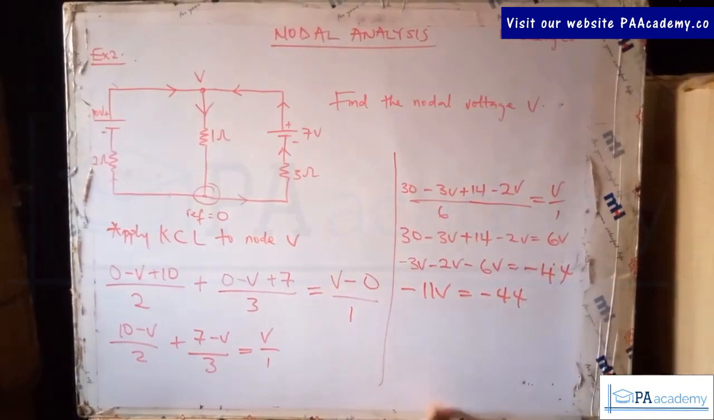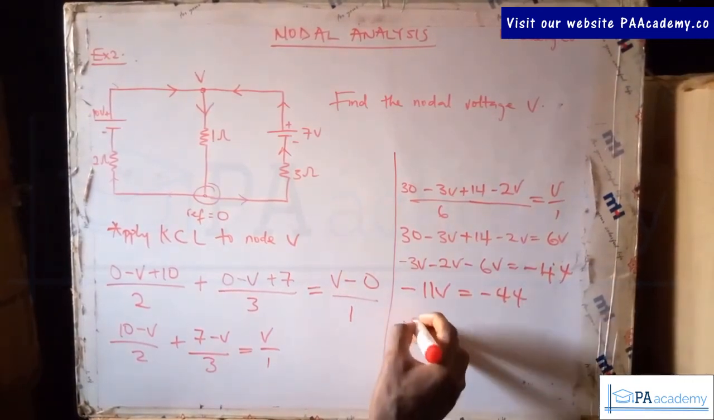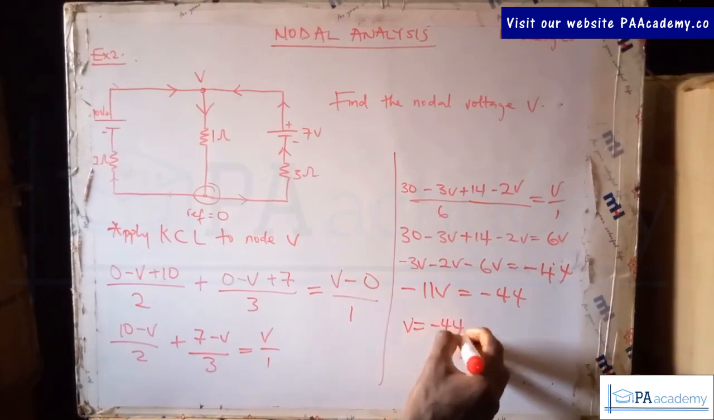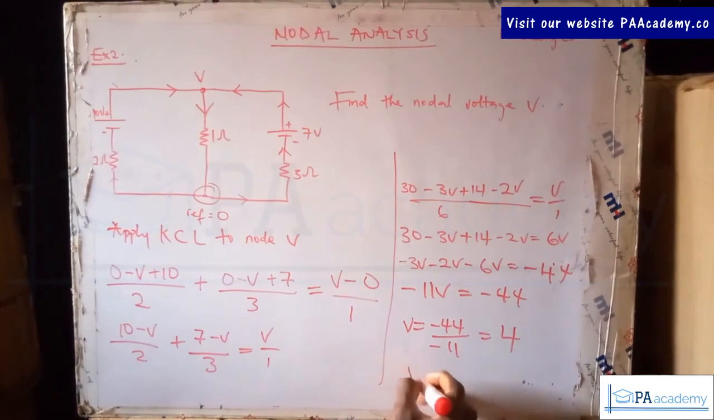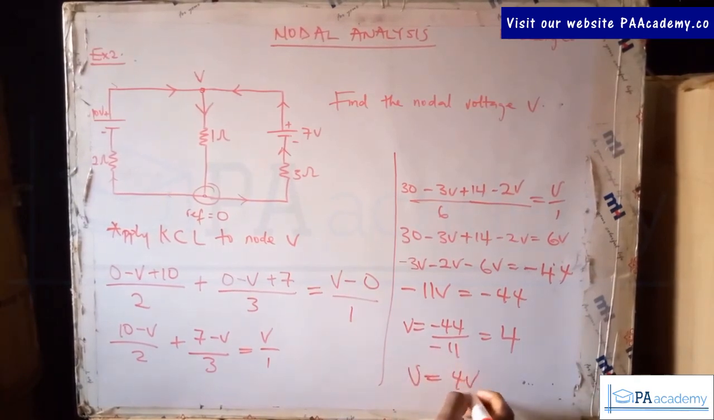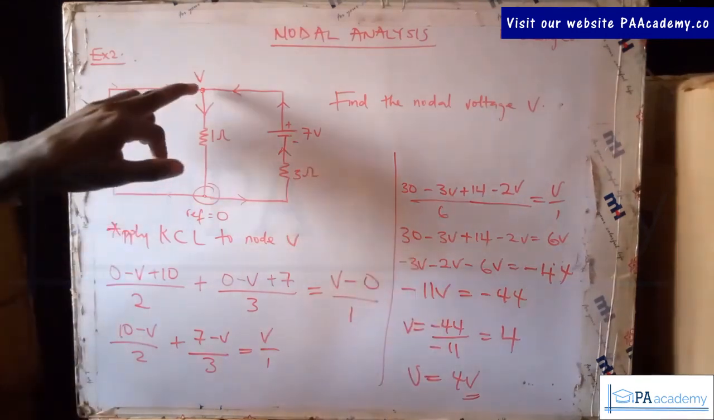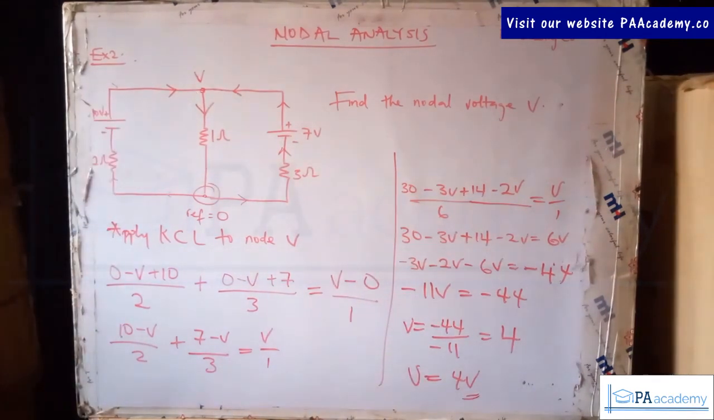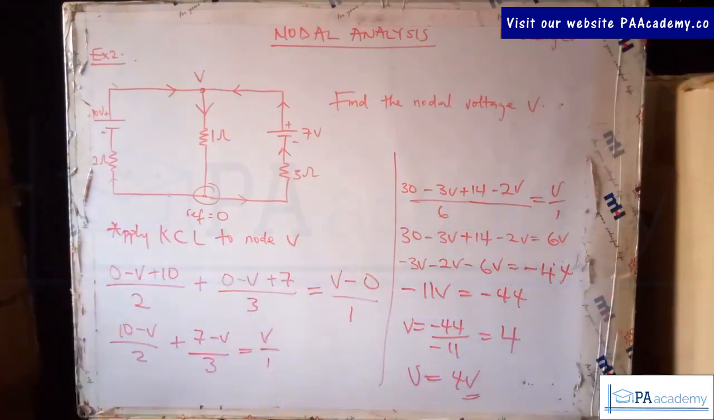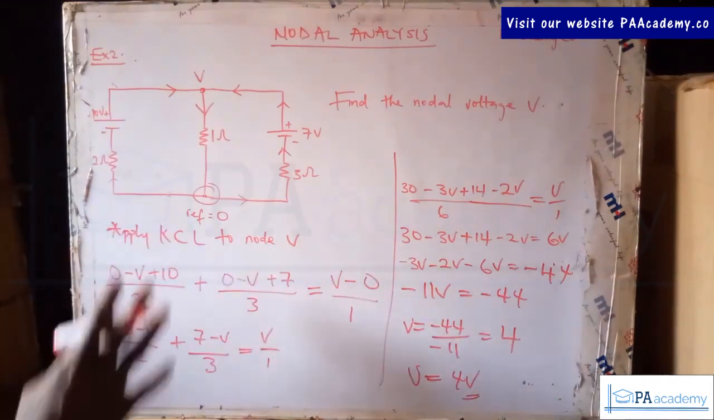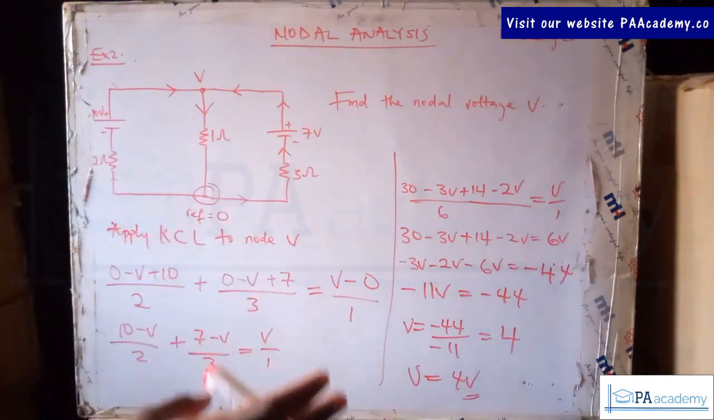So here we can divide both sides by minus 11. So that means our V will be minus 44 over minus 11. And that will give us 4. So that means our V is 4 volts. And don't forget your units. Always include your units. So what it means is that the voltage at this point is 4. The voltage at this point is 4. So this is how to solve this. If this question still looks very basic under nodal analysis, but nodal analysis is not difficult anyway.